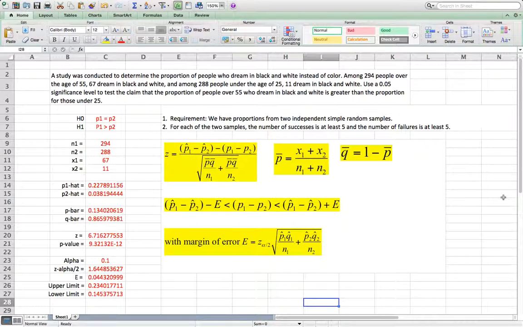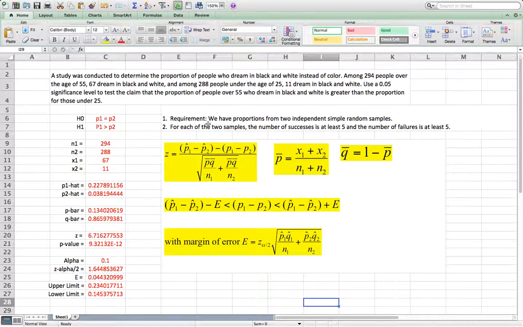This video is recorded to help my students understand how to test a claim about two proportions. First, we need to understand all those notations and the requirements.